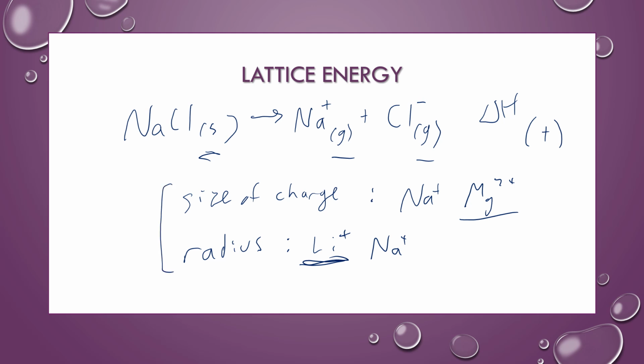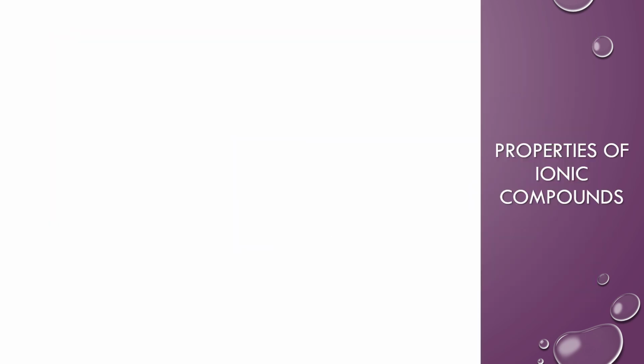And this all comes back down to what we call Coulomb's law. So those 2 things, the smaller the radius and the larger the quantity of charge, the stronger the force of attraction. And so the higher the lattice energy. Okay, so that lattice structure and the strong Coulombic attractions between the ions causes ionic compounds to have certain properties. They tend to have very high melting points and boiling points, because it's going to take energy to split those ions apart from each other.